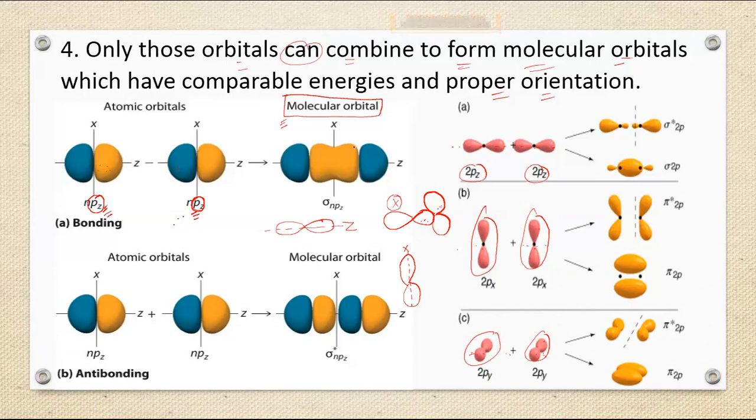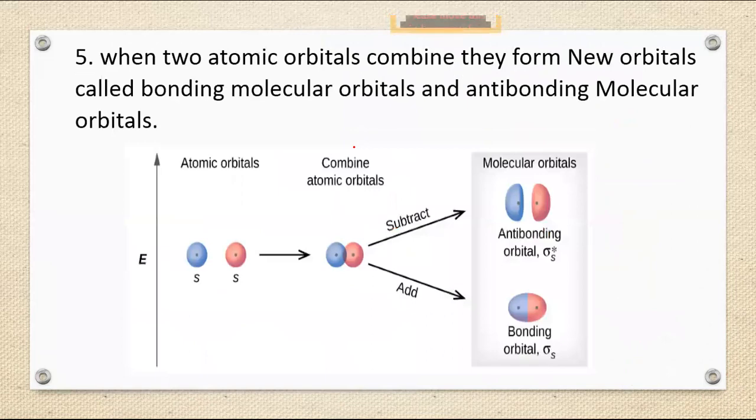Orientation plays an important role here. Point number 5: when two atomic orbitals combine, they form new orbitals called bonding molecular orbitals and antibonding molecular orbitals. So please remember one point, dear student, that atomic orbitals when combined give rise to molecular orbitals. One type of molecular orbital is the antibonding molecular orbital and another type is the bonding molecular orbital.